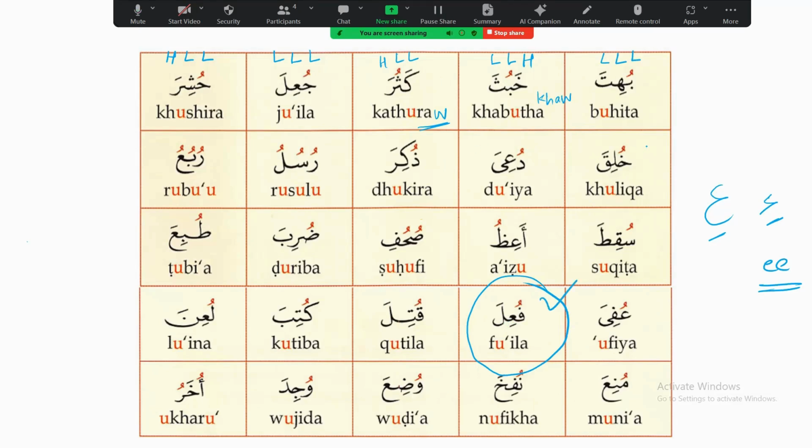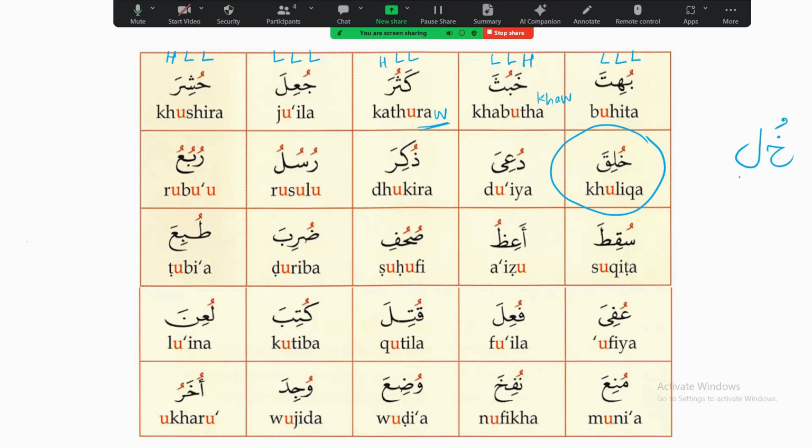Let me just encircle this word here. What is this, sisters? Okay, so let me just write these alphabets to make it easy for you. Yes, sister, now you can guess. Khuliqa, the first and the last alphabet being heavy and the middle one is light. خلق خلق. Very good, sister.